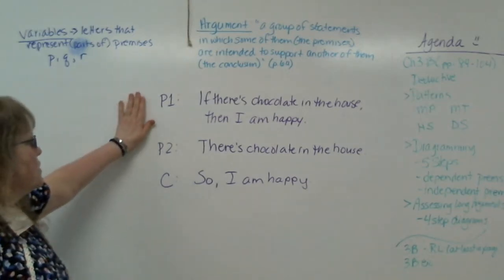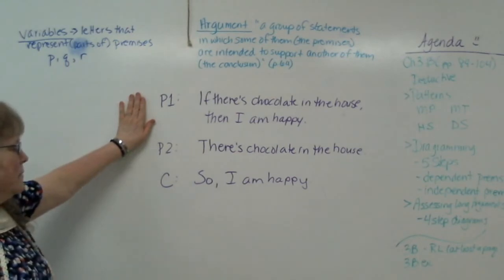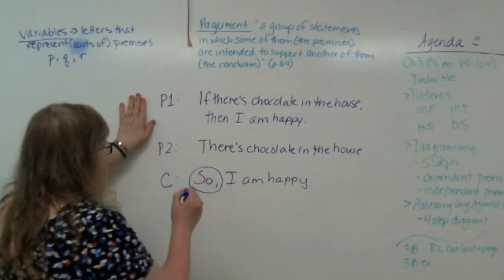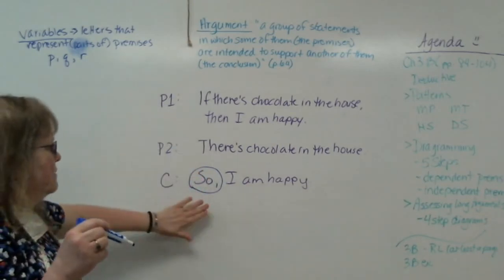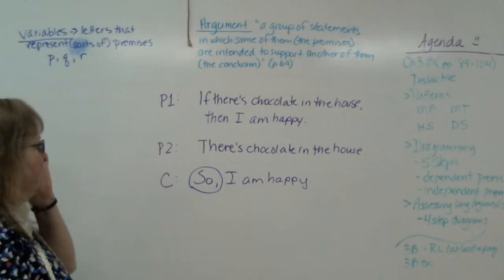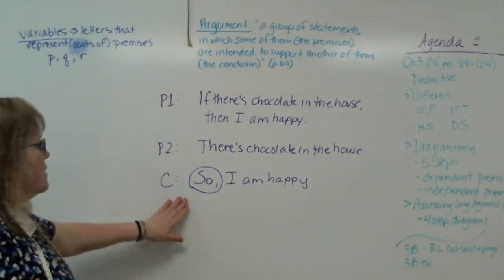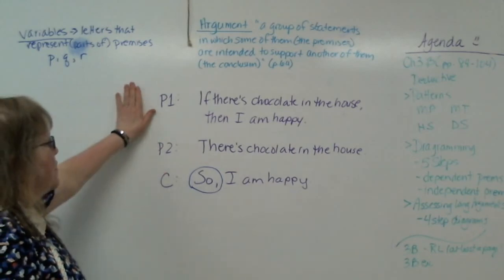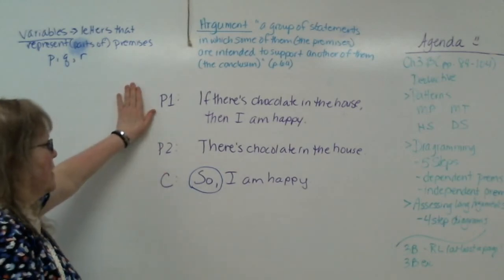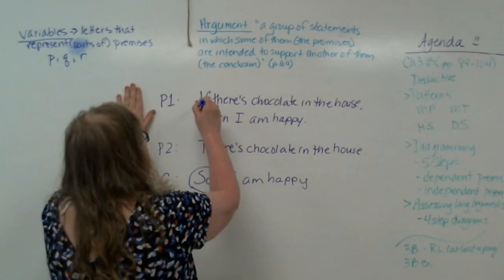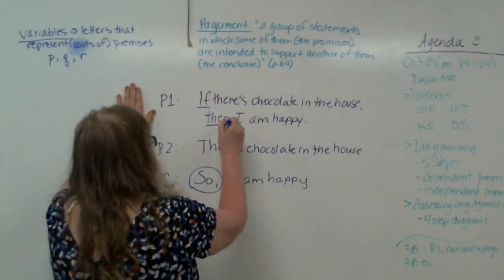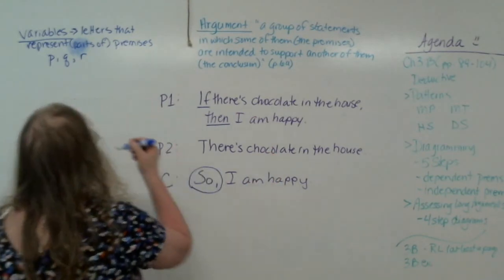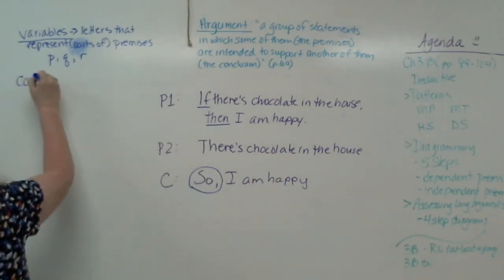So what you do is you look at your argument the way it's written. Always identify your conclusion first, therefore, so, that kind of stuff. Make it easy for you. So there's my conclusion. First premise, if there's chocolate in the house, then I'm happy. You'll notice this, if, then. That is called a conditional statement.